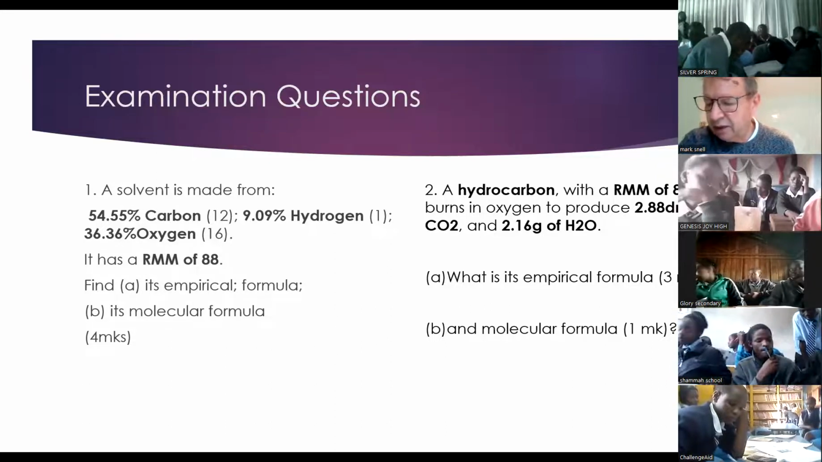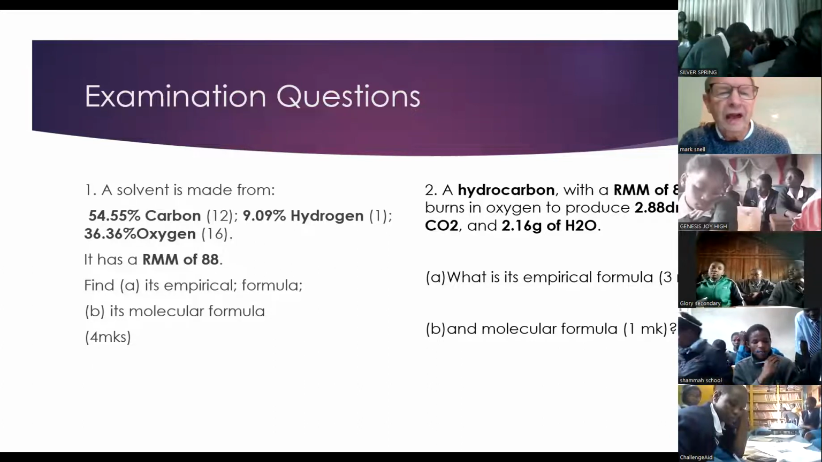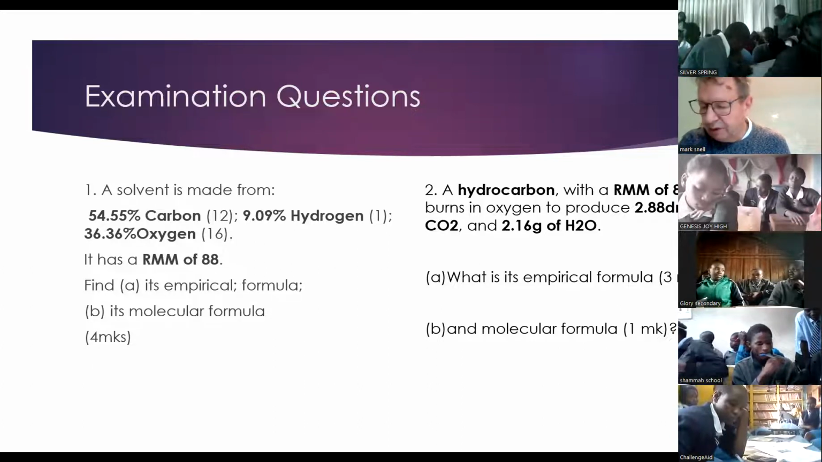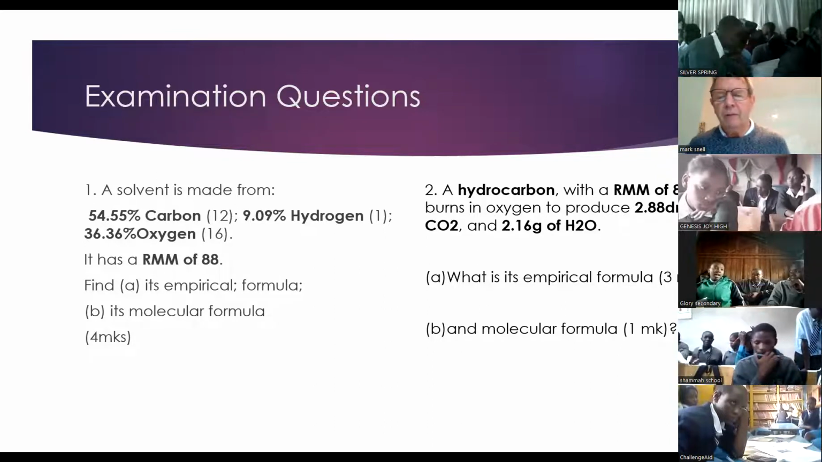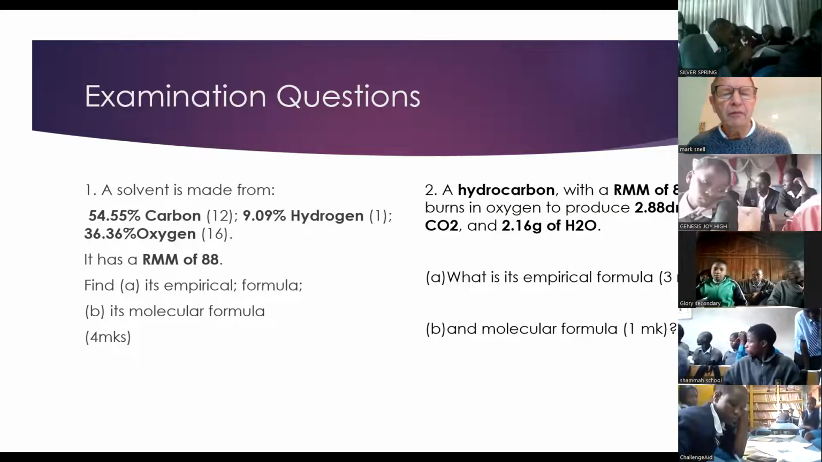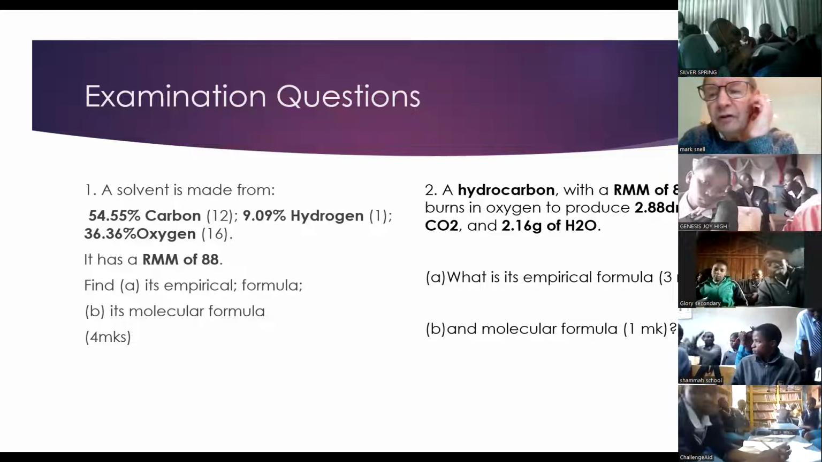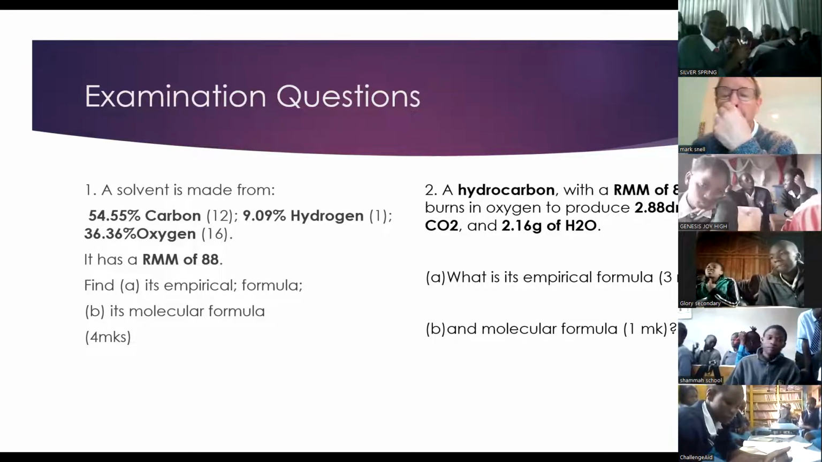And so it comes out as C2H4O. But C2H4O, if you add it up, would only have an RMM of 44. And because it's only got an RMM of 44, that is half what it should be. And therefore it is C4H8O2.